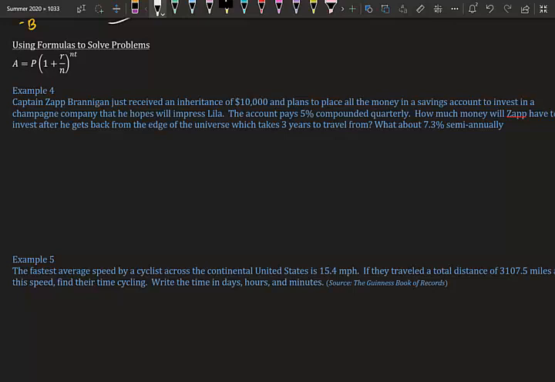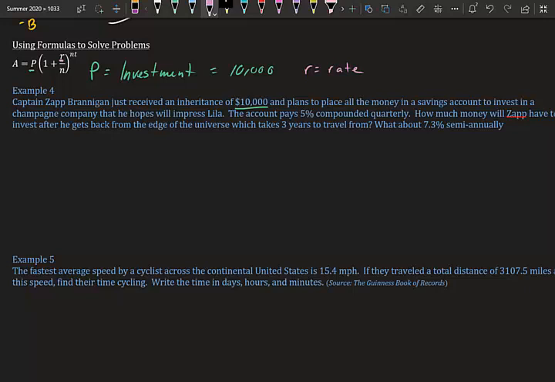All right. So with our formula, we have A equals P. So P is the principal. The principal is how much you're putting in. So P stands for principal, and that's your investment. So how much are you putting into this? He received $10,000 that he's going to invest. So P is 10,000. Awesome. Then we have R. R is the rate.